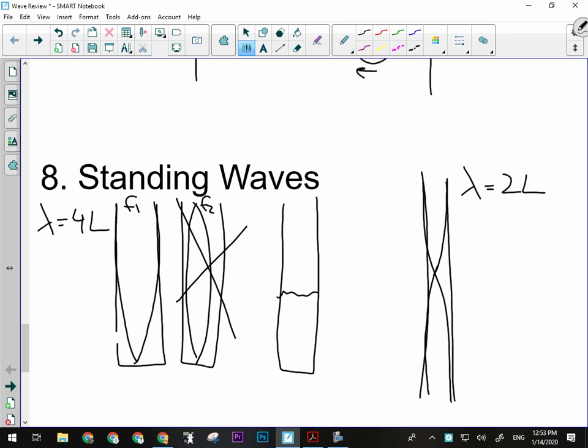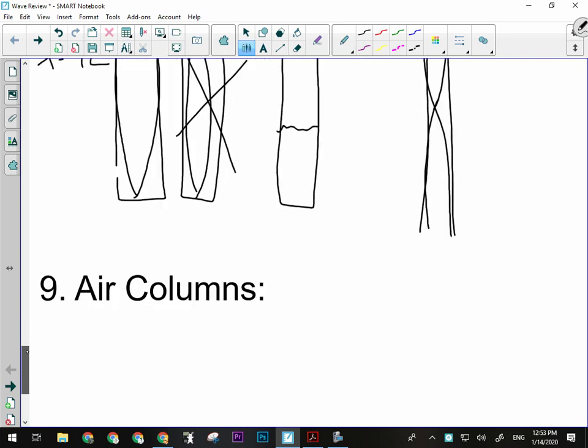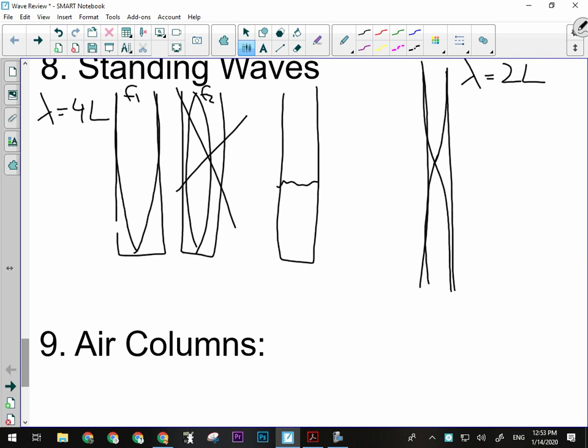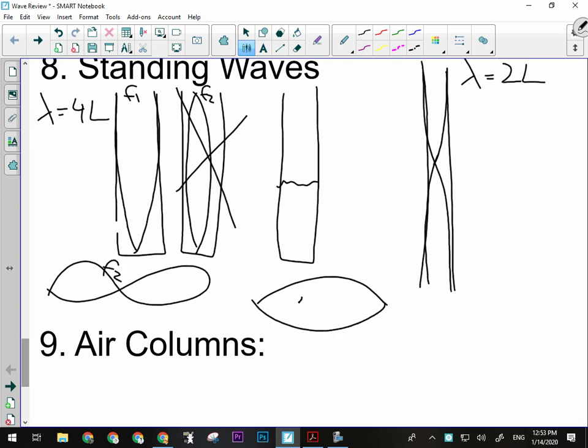All right, and then last thing. That's air columns. So standing waves and air columns. Remember we could get a standing wave question about waves on a spring. Still the same idea. If you had your fundamental frequency, it would look like that. This would be F2, this would be F1. The number of antinodes is the number of the fundamental.